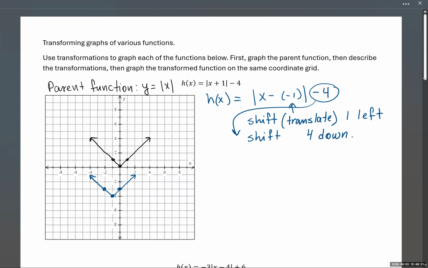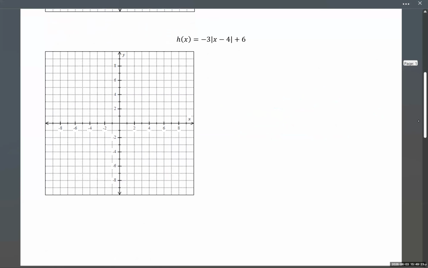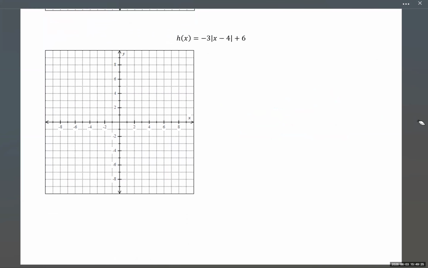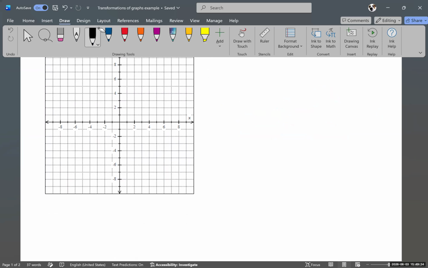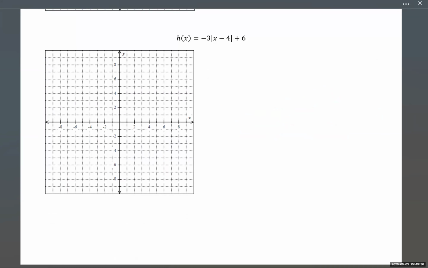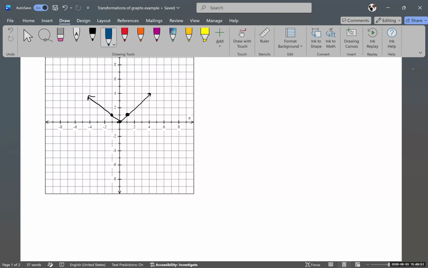Let's try it again, but with a different function. So this time h of x is -3, then still the absolute value of x minus 4 plus 6. So the parent function is still the same as what we had before. So I'll go ahead and sketch a quick graph. It's a little off, but that's okay. We'll be working with this point, and this point. So we'll go ahead and describe the transformation of this function first.